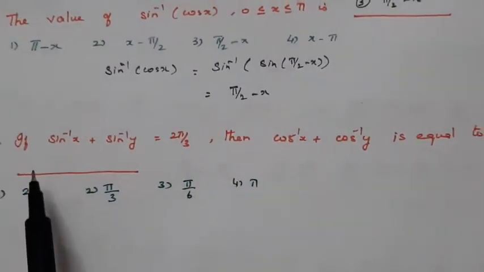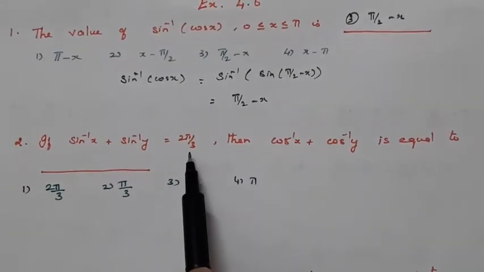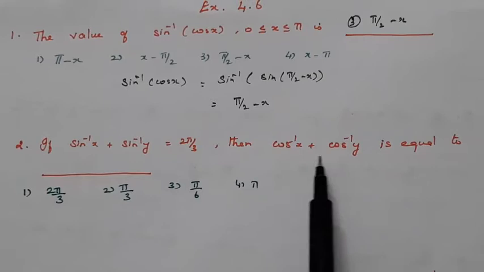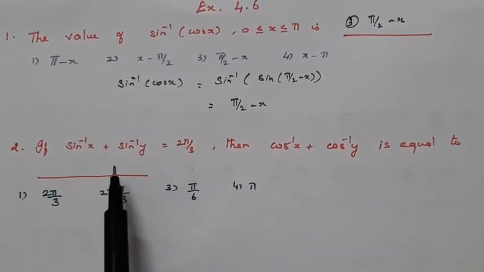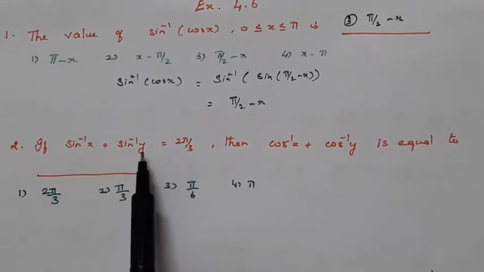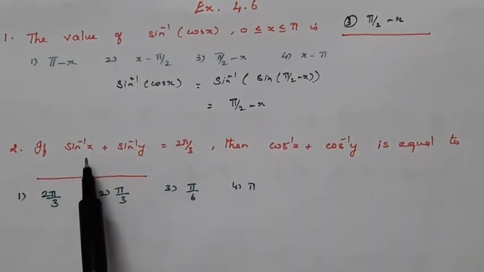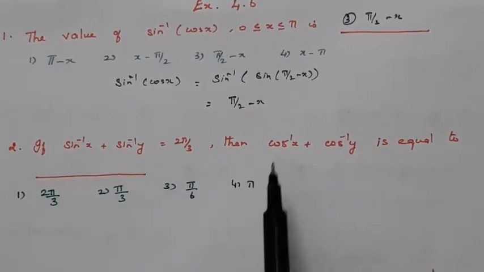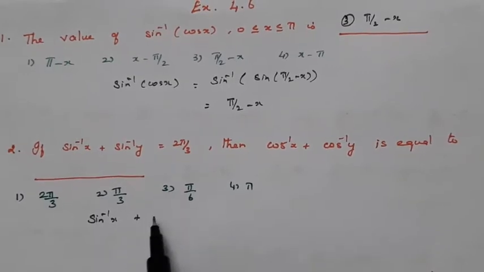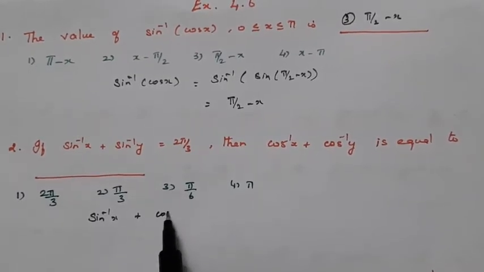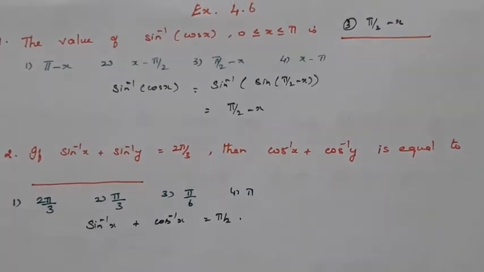Then the second one: if sine inverse of x plus sine inverse of y is equal to 2 pi by 3, then cos inverse of x plus cos inverse of y is equal to, and options are given. The equation is given in sine inverse and you are asked to find the answer in cos inverse. So, you have to remember a relation between sine inverse of x and cos inverse of x. By the inverse cofunction identity, you know that sine inverse of x plus cos inverse of x is equal to pi by 2.